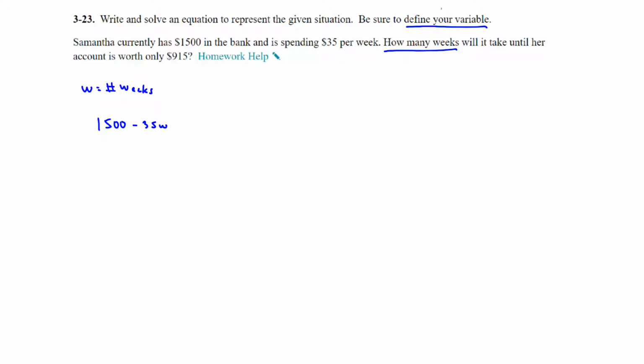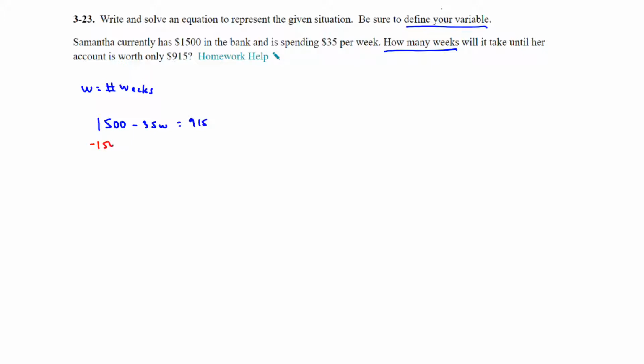And then how many weeks will it take until her account is worth $915? So it's at $1,500. We're going to subtract $35 every week. And then when will it equal or be down to $915 in the bank account? So there's our equation. Now let's go ahead and solve it.